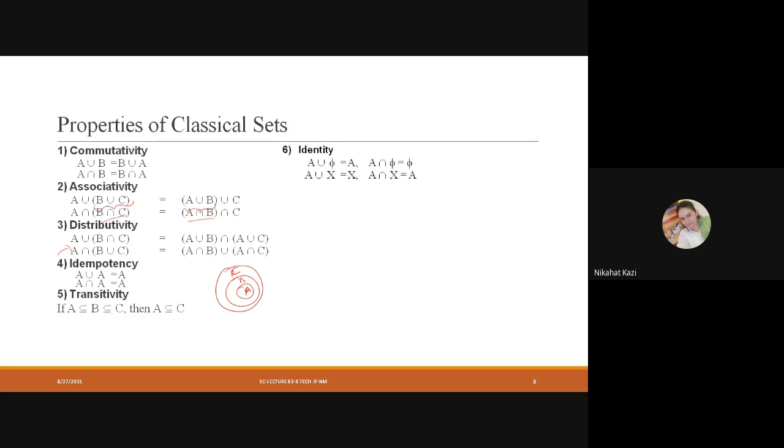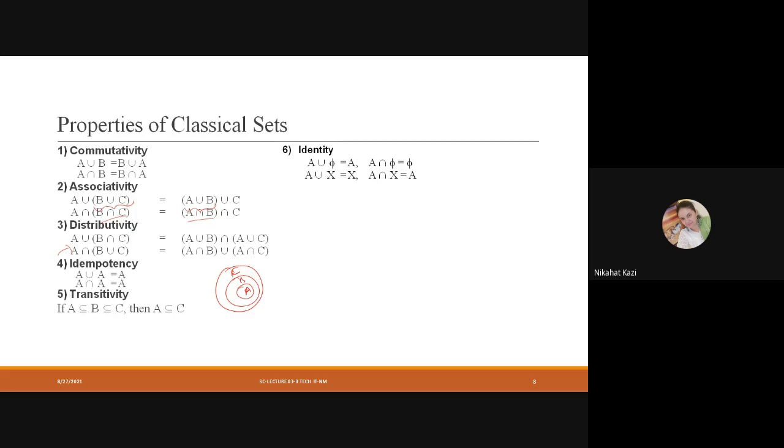Next is identity. So A union null set is equal to A, and A intersection null set is equal to null set. A union X is equal to X, and A intersection X is equal to A. Okay. So what is X? X is the universal set.